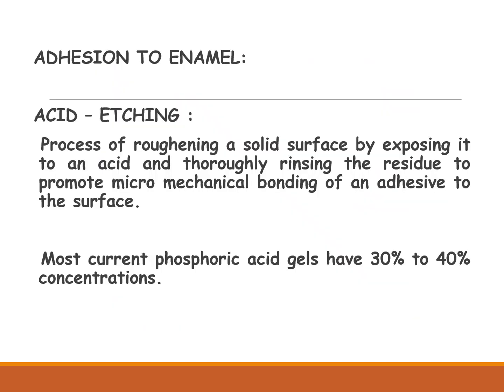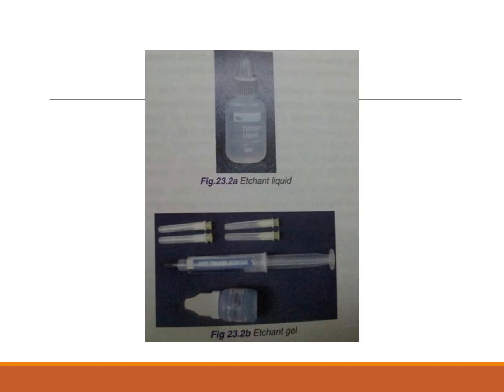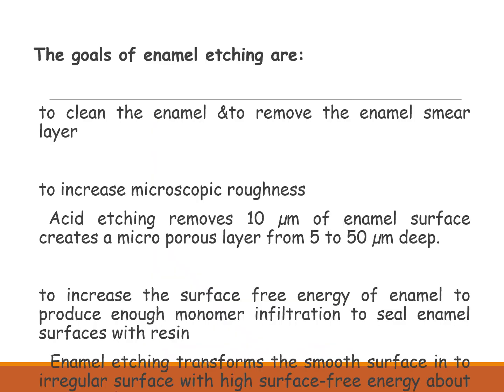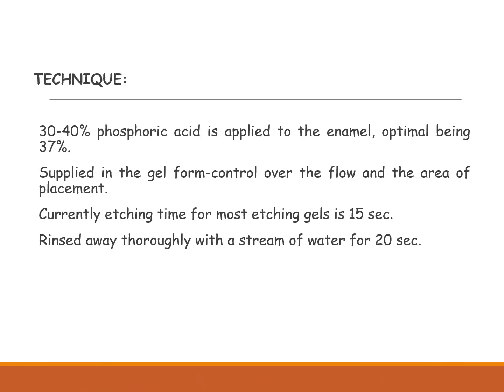Now, acid etching is a process of roughening a solid surface by exposing it to an acid and thoroughly rinsing the residue to promote micromechanical bonding. Now, the goal is to keep the enamel clean, to remove the enamel smear layer, and to increase the microscopic roughness. Acid etching will basically remove 10 micrometers of enamel surface, creating a microporous layer 5 to 50 micrometers deep. 30 to 40% phosphoric acid is used in the process, and etching is done for 15 seconds.